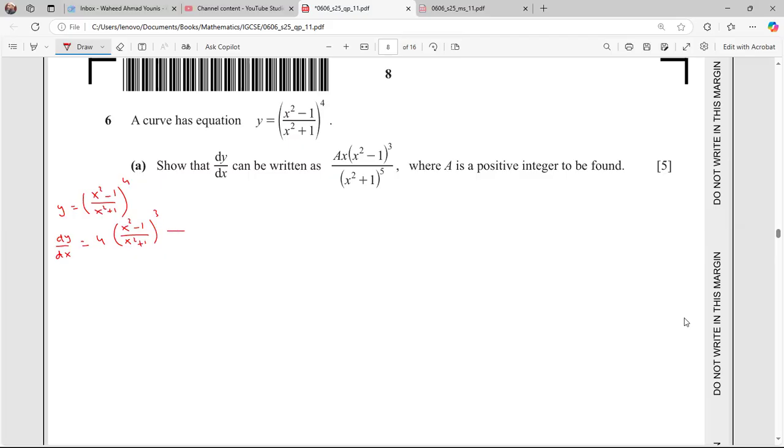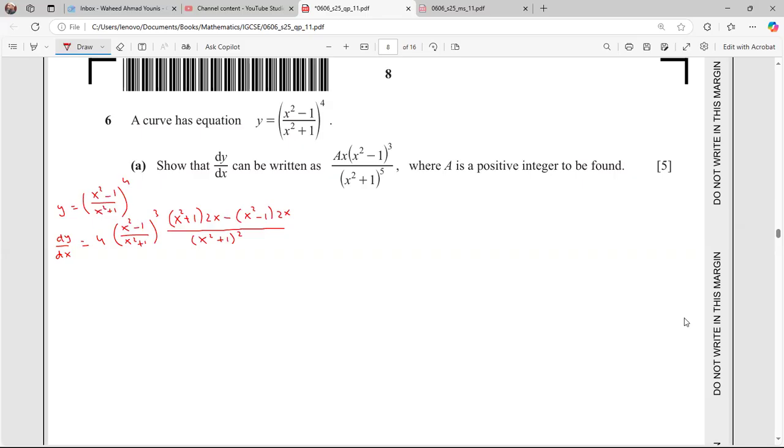For this we need to use the quotient rule. So square of the lower function, x square plus 1 and its square. Now lower function, x square plus 1, into derivative of the upper function, that is 2x, minus upper function, that is x square minus 1, into derivative of the lower function, which is again 2x, and divided by the square of the lower function.